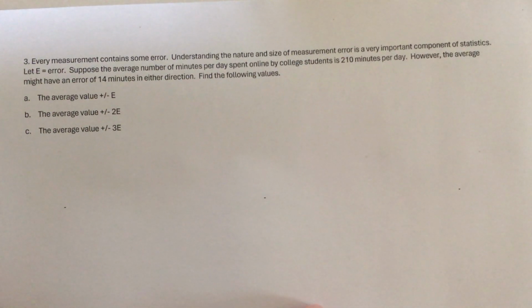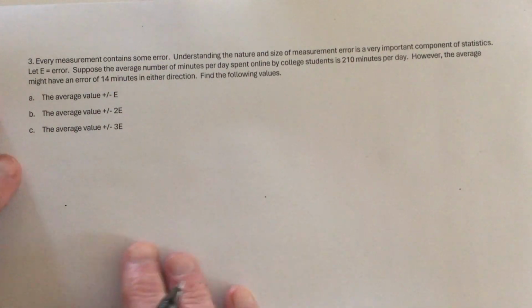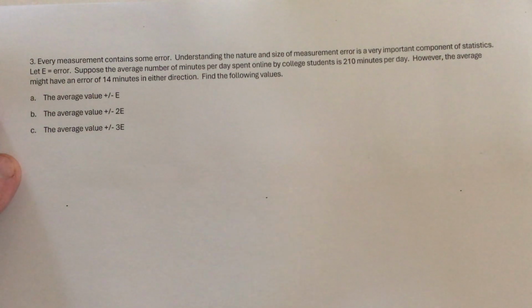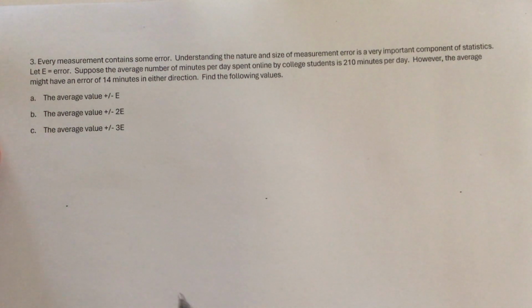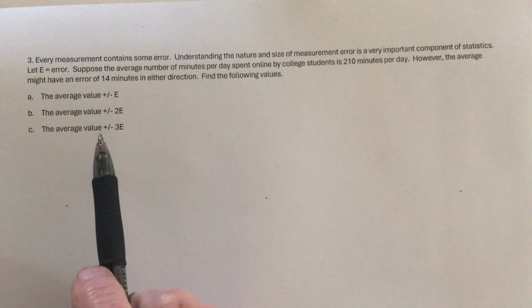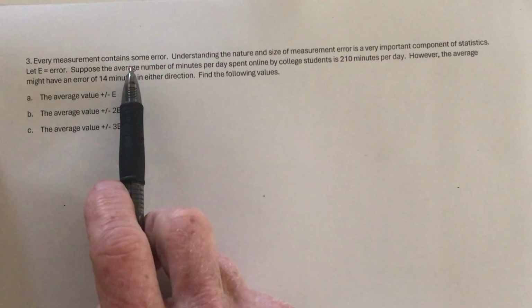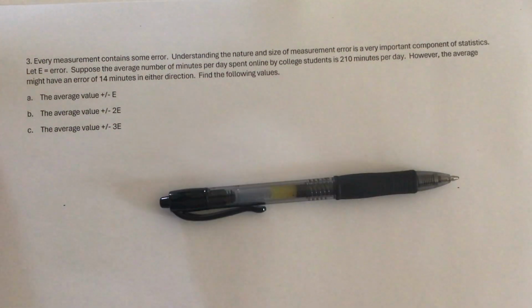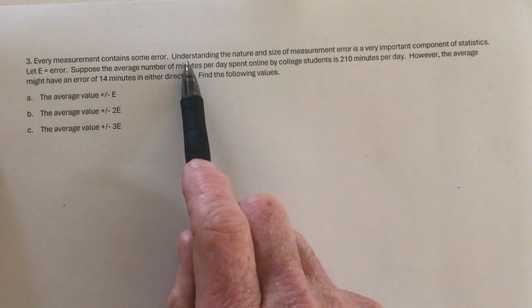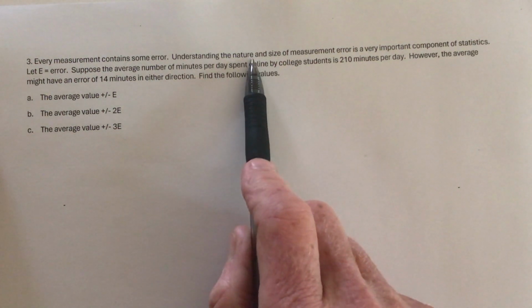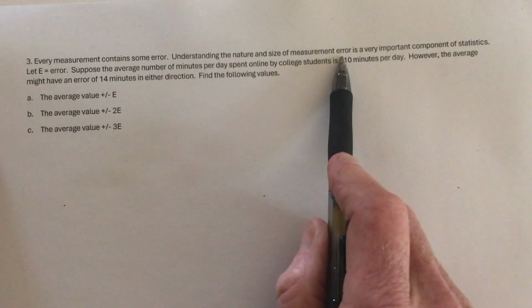Okay, then one more question. So this one looks sort of long, but basically this is where confidence intervals come from, even though we haven't covered that yet, but we're just doing the basics of it. So whenever you measure something, there's going to be some error. So if you wanted to measure how long this pen is, you're not going to be able to get it exact. It's going to be off by a little bit. That's what that's saying. So understanding the nature and the size of the error is important.